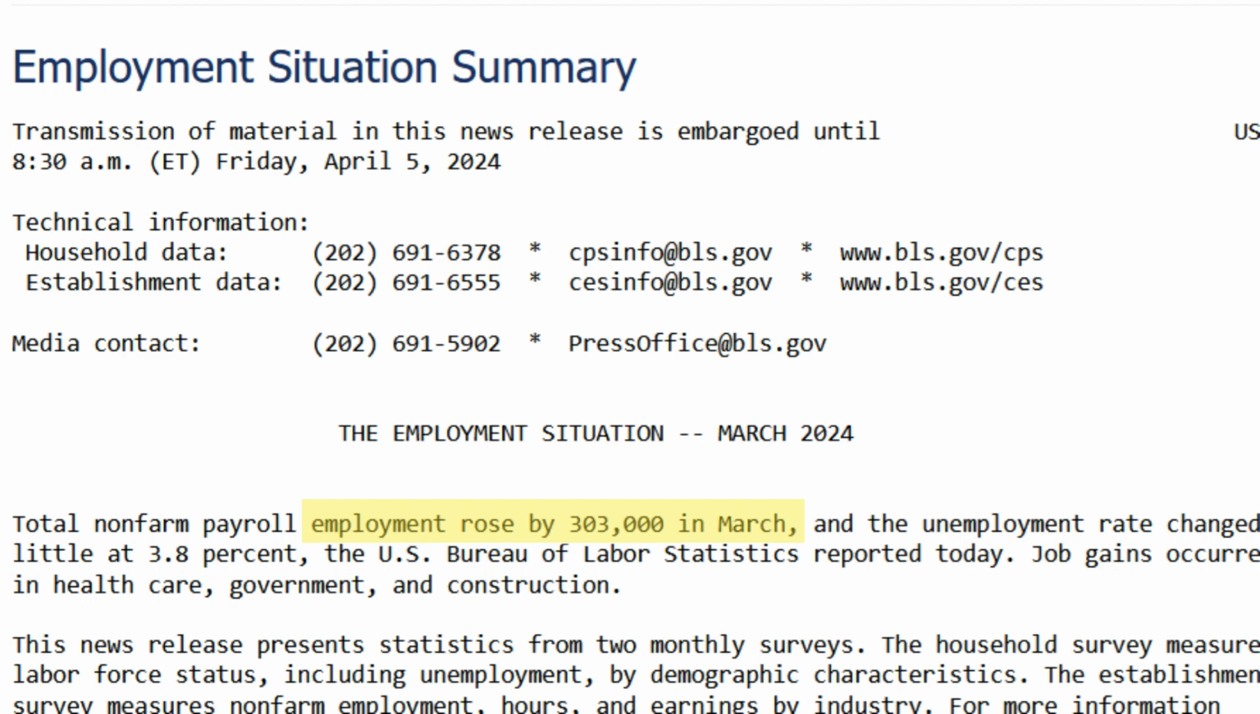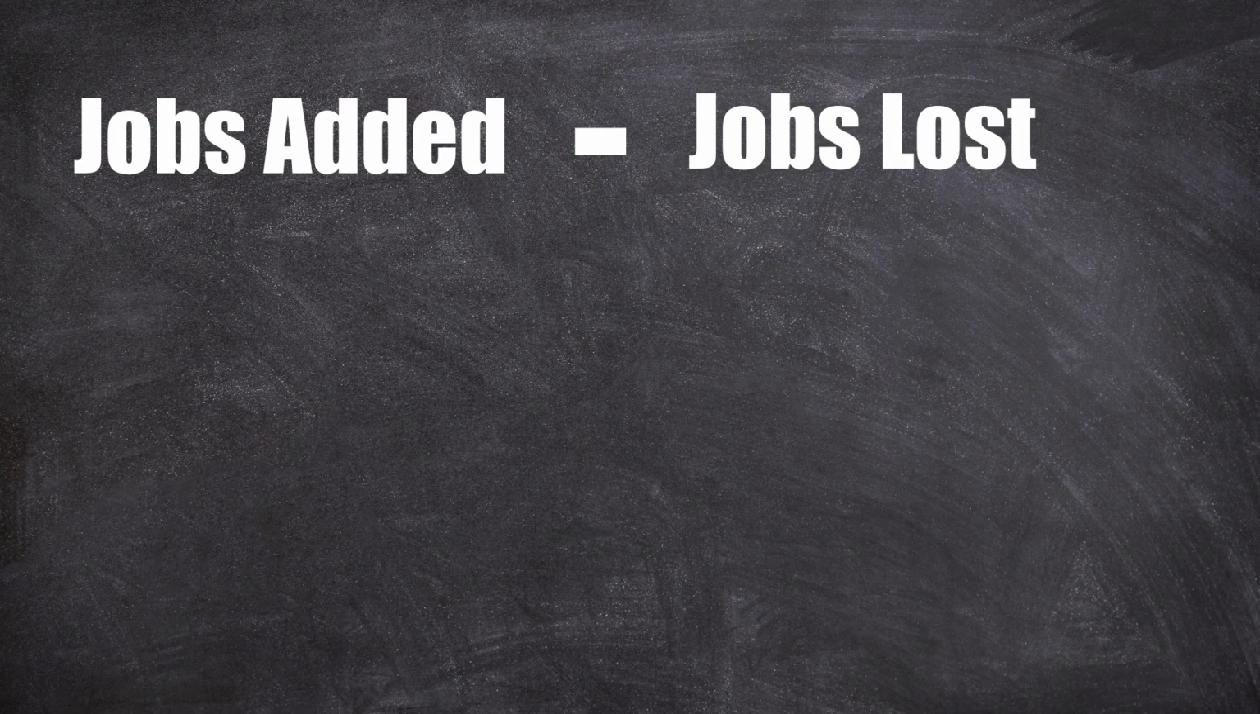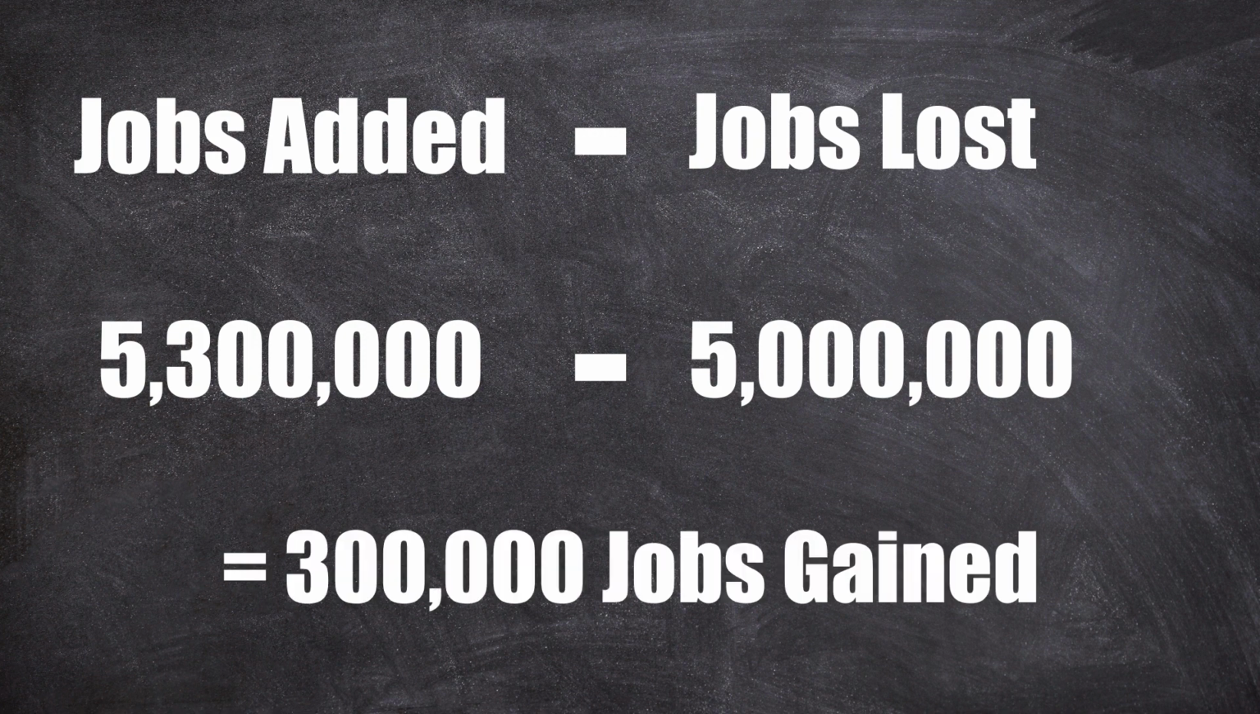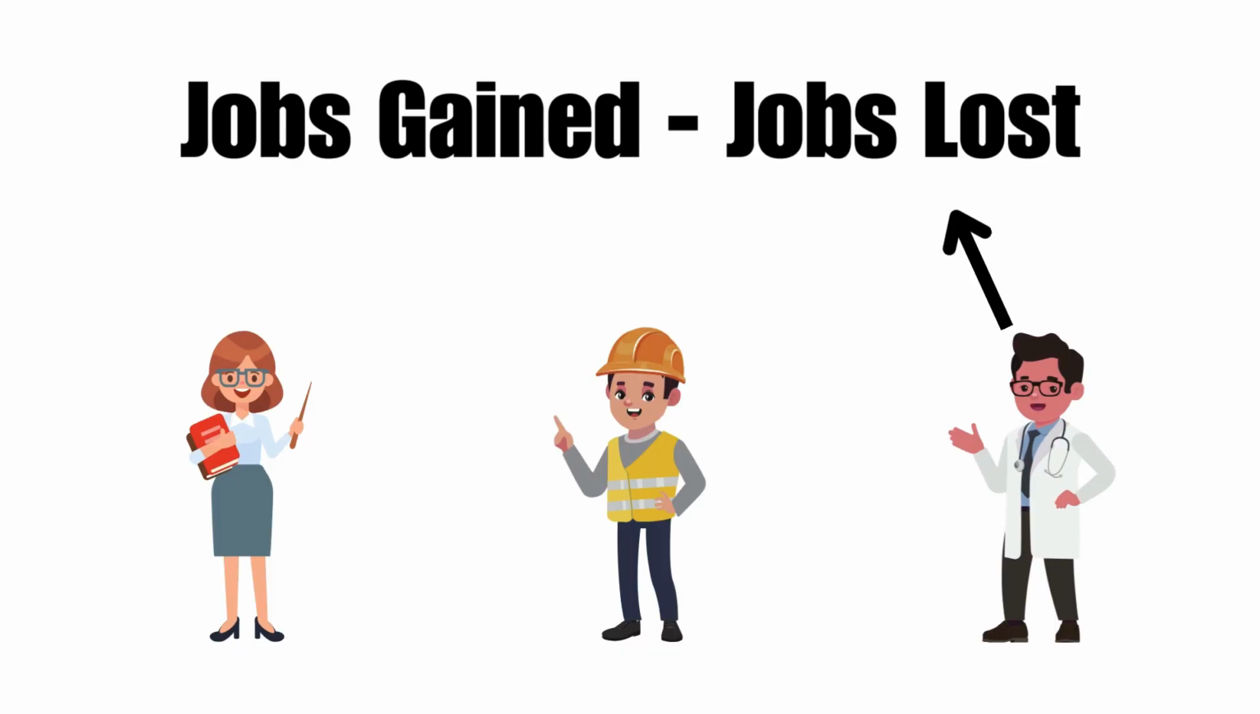lost. And this is a net number, so it is the number of jobs added minus the number of jobs lost. If there were 5,300,000 jobs added and 5 million jobs lost, the number on the jobs report is 300,000, the difference between these two numbers. If someone loses their job, it goes on the jobs lost side. If someone was hired, it goes on the jobs gained side. And if someone loses their job and then gets hired right away, it could potentially go on both sides.